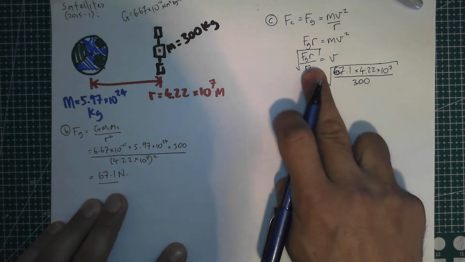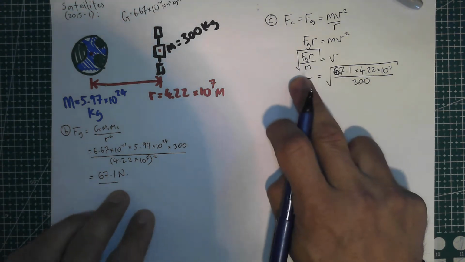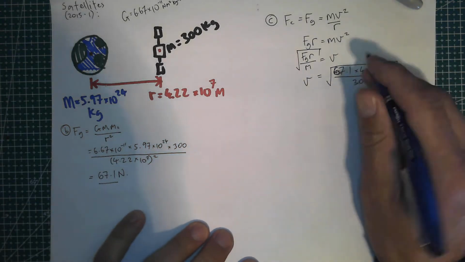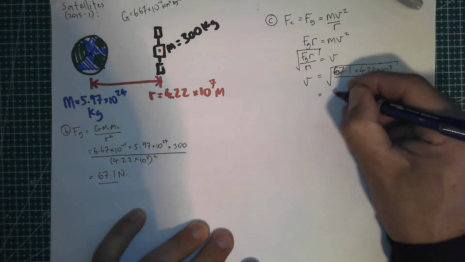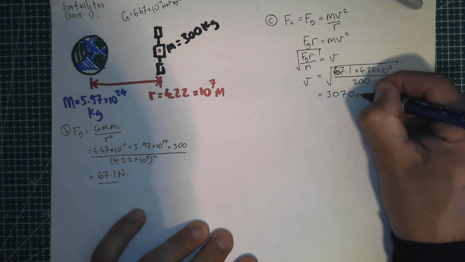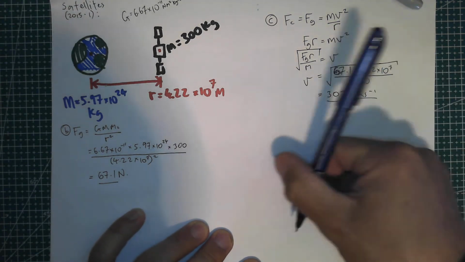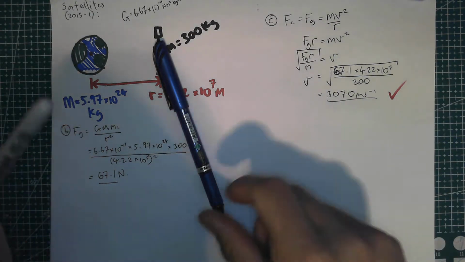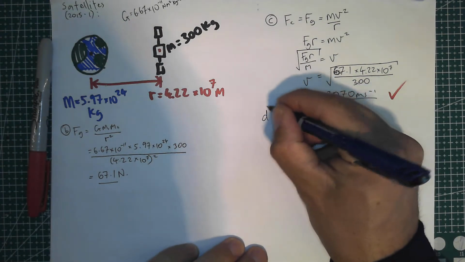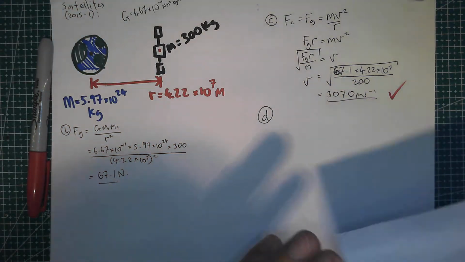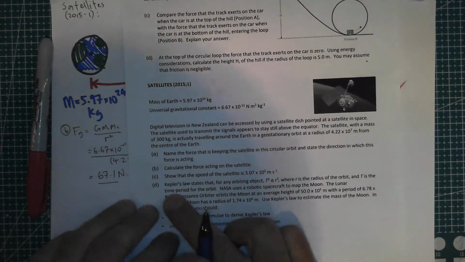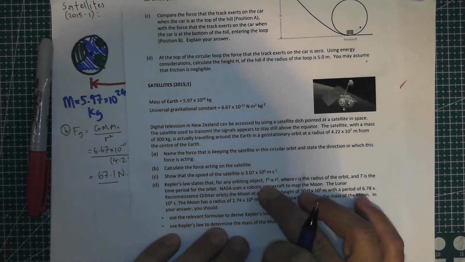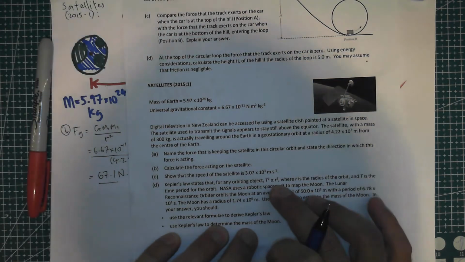So I said earlier that the mass is irrelevant. It cancels out with the mass from up here, but we haven't shown all that working. It will cancel out, and we get the velocity of 3,070 meters per second, which is what the question said it would be. So well done me. Moving on to D. So for D, Kepler's law states that for an orbiting object, the time period squared is proportional to the radius cubed.